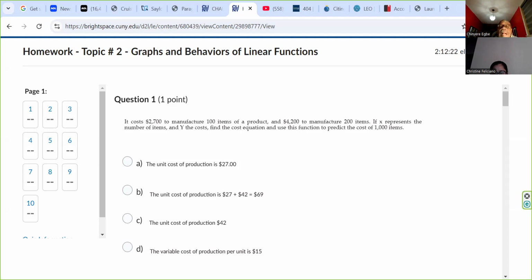If you drive at 40 miles per hour, the rate of change is 40. Because if you drive 1 hour, you drive 40 miles. If you drive 2 hours, you drive 80. So the difference between 80 and 40 is 40. If you drive 3 hours, you drive 120 miles. So in that case, again, the rate of change is constant. So this is what we call a linear function.